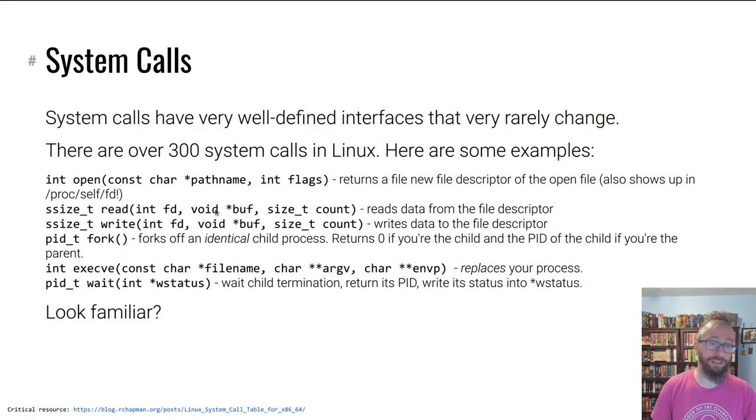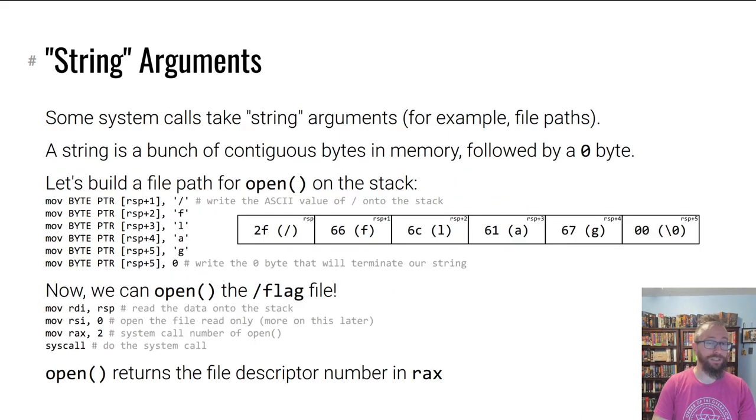Now look at this open guy. It takes an actual path like slash flag, for example. Now, a string, like a path, is a continuous set of bytes in memory. For strings, it's ASCII bytes, encoded in ASCII, right? Followed by a zero byte that says, hey, we're done.